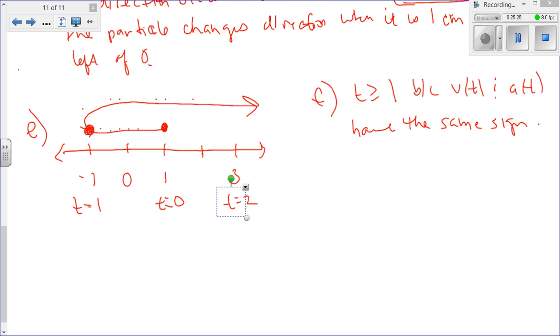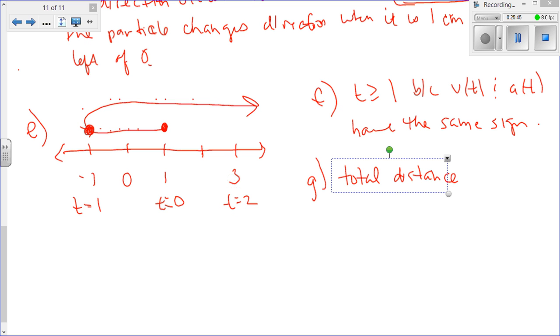And then finally, part G is, what is the total distance traveled in the time from t equals 0 to t equals 2 seconds? Well, my total distance traveled, if you look at the diagram, from time 0 to time 1, I went from 1 to negative 1. And I'm moving left. When I'm moving left, I went 2 units.